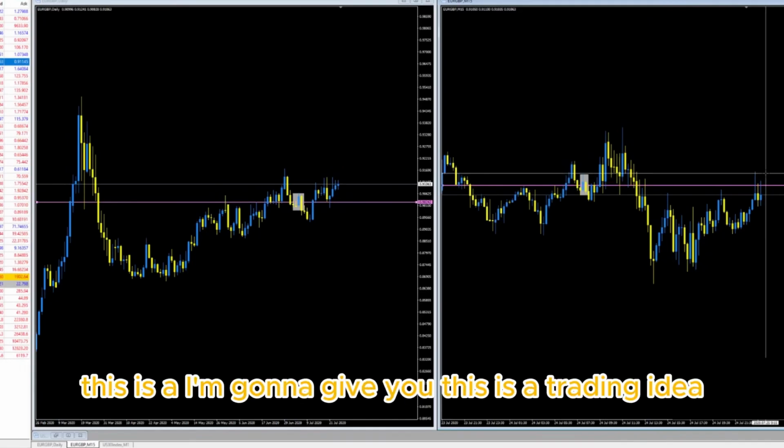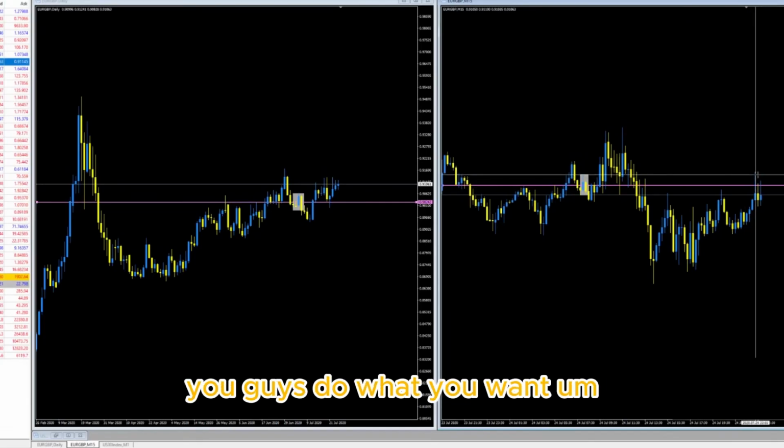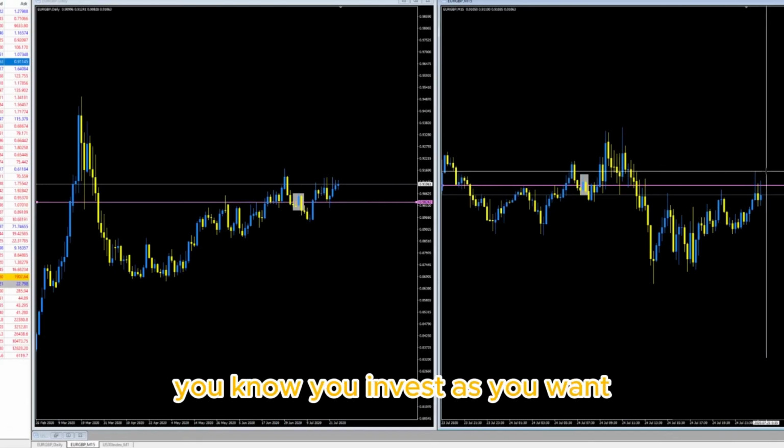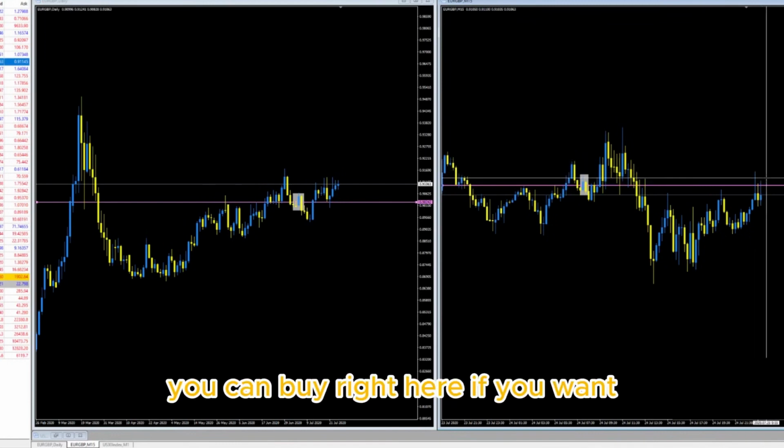I'm going to give you this. This is a trading idea. Disclaimer, you make your own trades. You guys do what you want. You invest as you want, but I'm just giving you my opinion here. You can buy right here if you want.